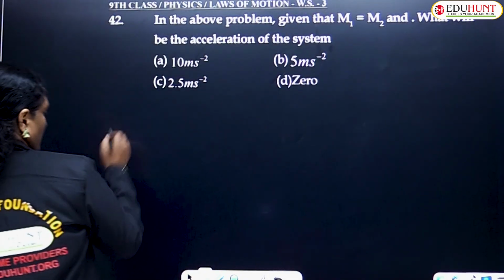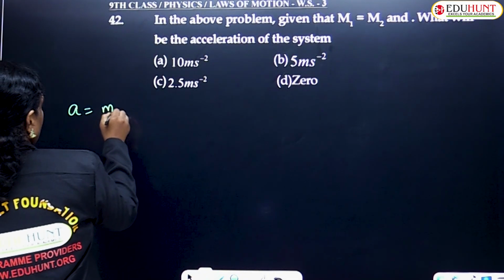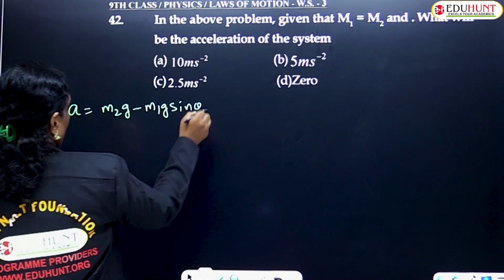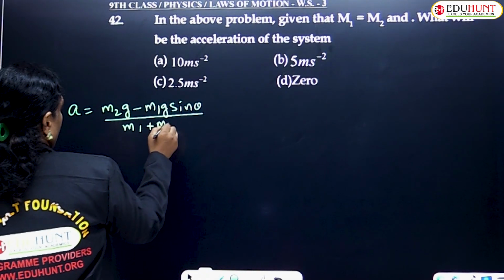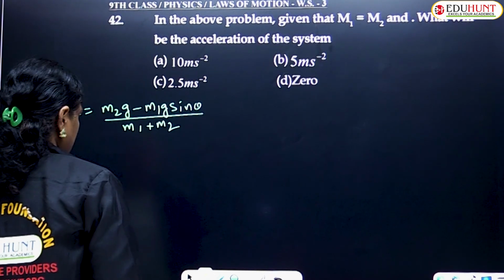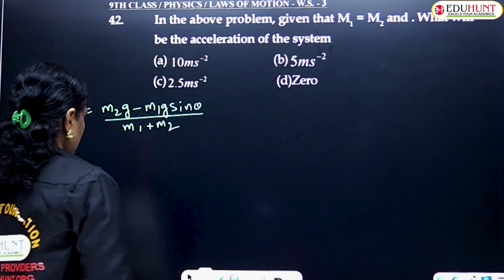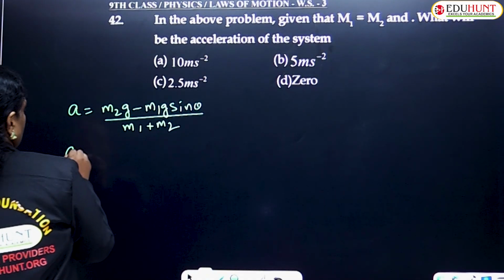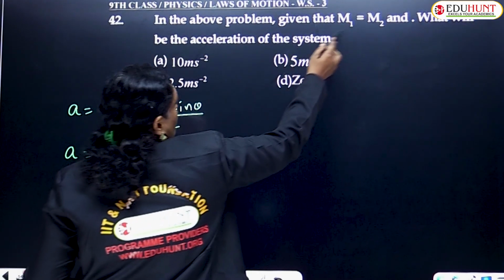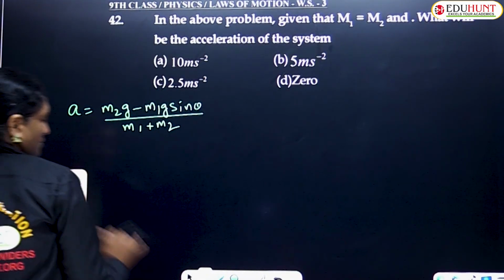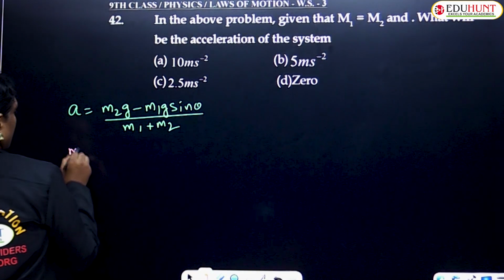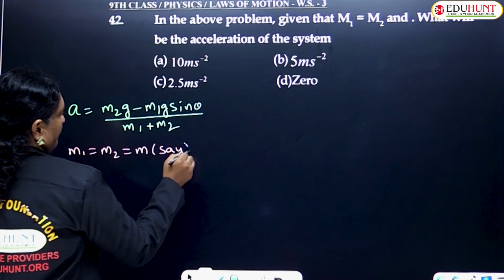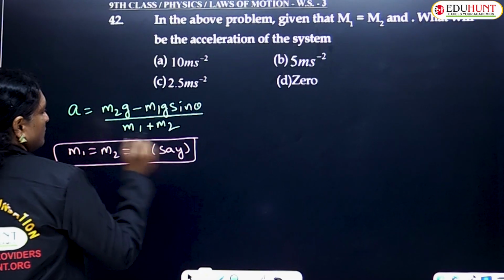So what was the formula, children? We know that acceleration is equal to m2g minus m1g sine theta whole upon m1 plus m2. What was that, children? Equal to m2g minus m1 sine theta into g by m1 plus m2. So substituting these values, what is the given relation? Given that m1 is equal to m2. Let us suppose this as some m. Let us assume these m1 and m2 values as m.